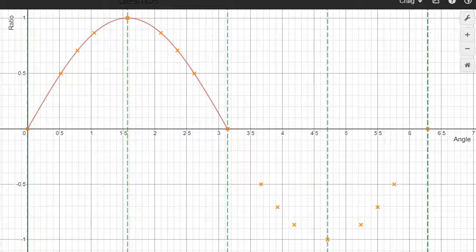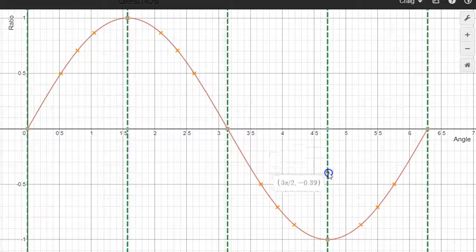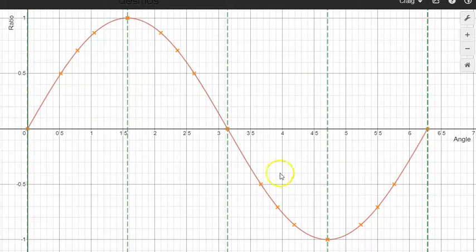So graphing these two, have a look at that. In quadrant 3 and quadrant 4, the sine is negative. What's more is that quadrant 3 and quadrant 4 mirror one another about x equals 3 pi on 2. Similarly, quadrant 3 and 4 mirror quadrant 1 and 2 about the x-axis.